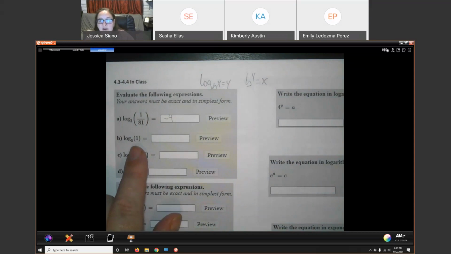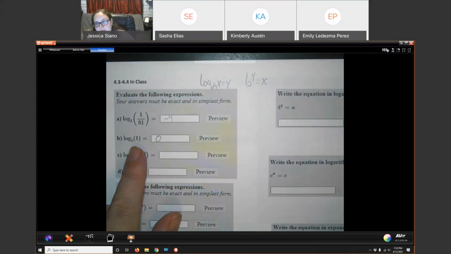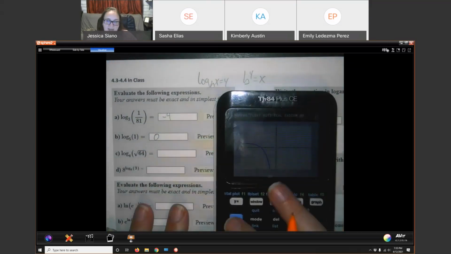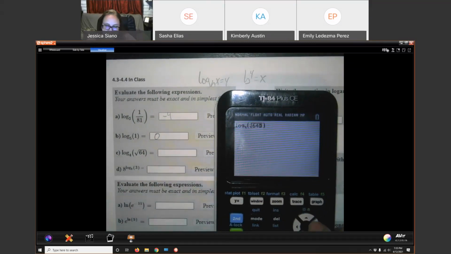Five to what power is 1? Well, any base to the 0 power is 1. Now, if you hate that, use the calculator. So if you have a TI-84 like I do, you can press the math button and then scroll down till you get to log base. Choose that. And this would be log base 4 of the square root of 64. Now they're asking for exact values, which means they want fractions. So remember, math enter will turn a decimal into a fraction. So that one is 3/2.